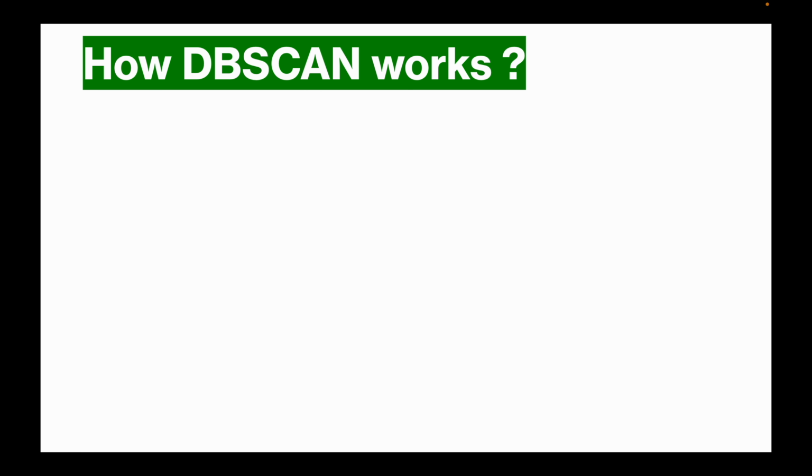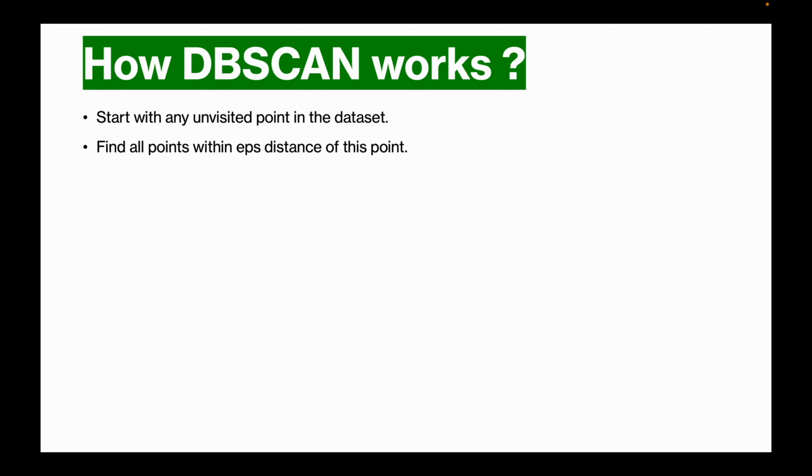Now let's see how DBSCAN works. We start with any unvisited point in the dataset, that is, picking a point that has not been checked yet. Next is finding all the points within EPS distance of this point, or looking for nearby points inside the EPS circle. The third step is to check the neighbor count.